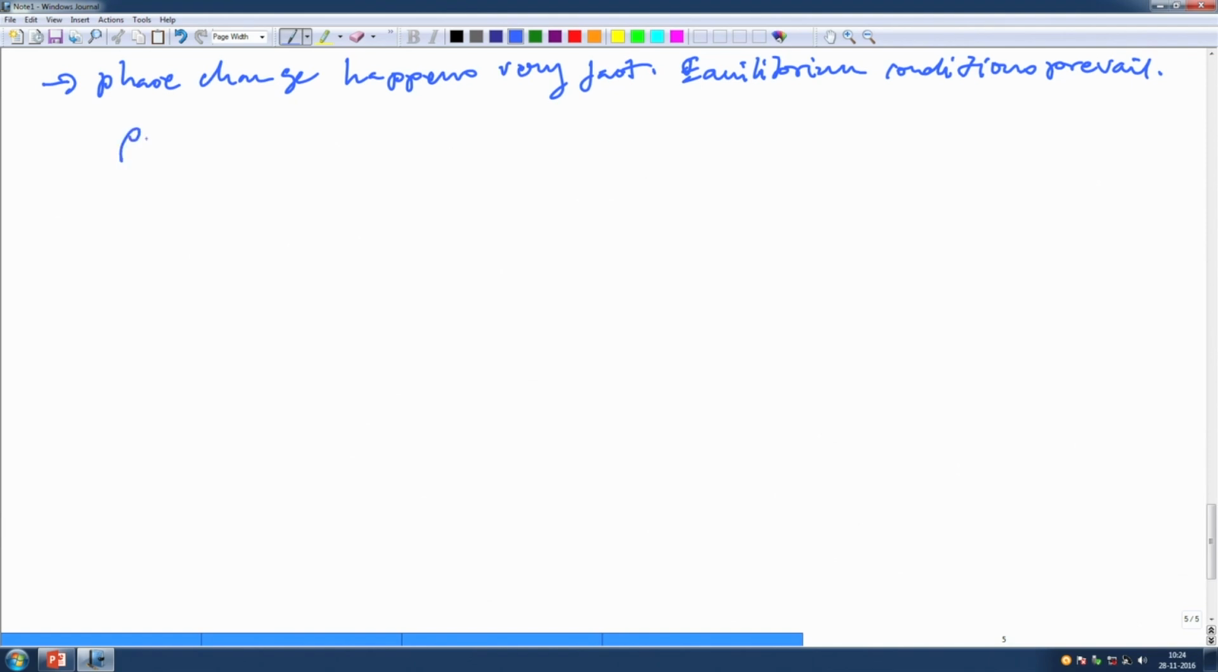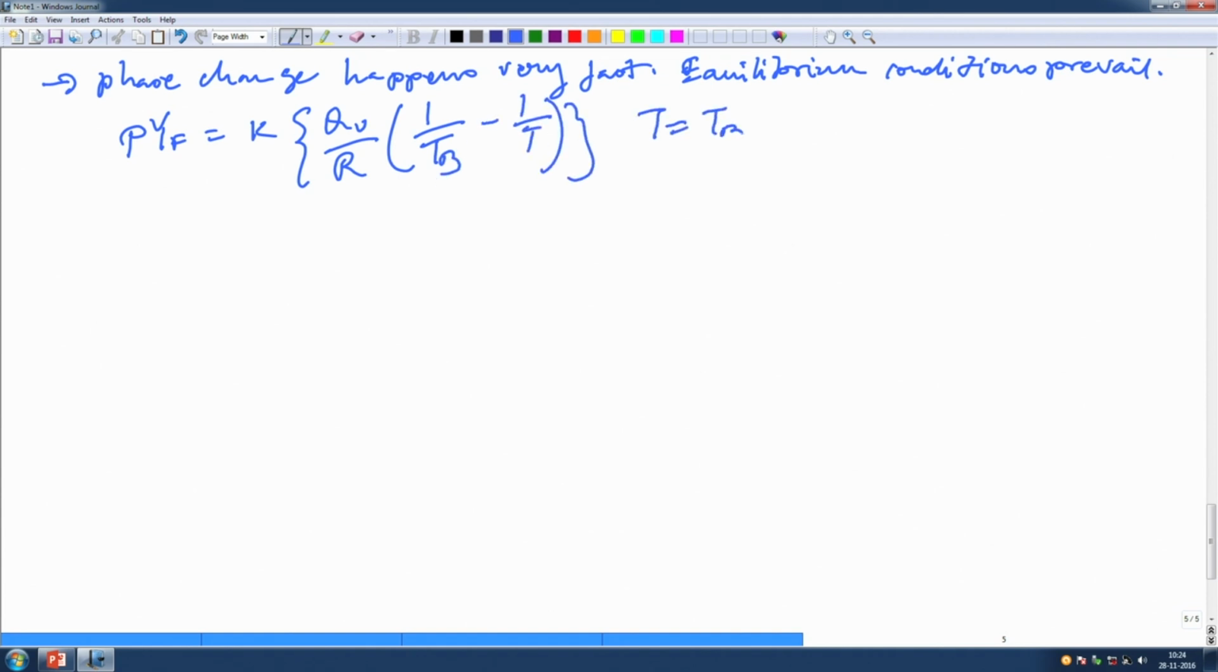So, p Y_F is equal to K Q_V by R, where Q_V is L, the latent heat, T_B is basically the surface temperature, T equal to T_B and r equal to a. So this is nothing but the Clausius-Clapeyron equation.